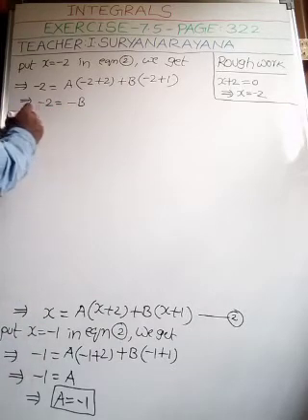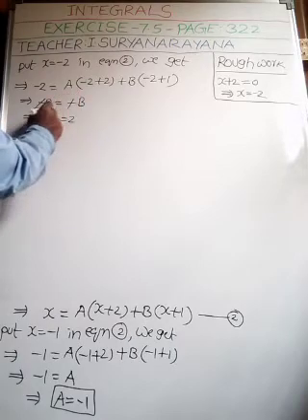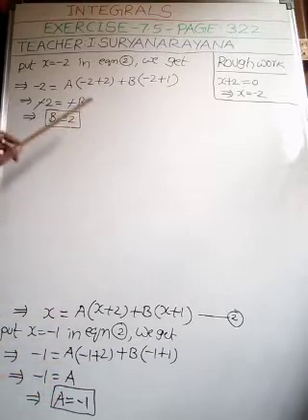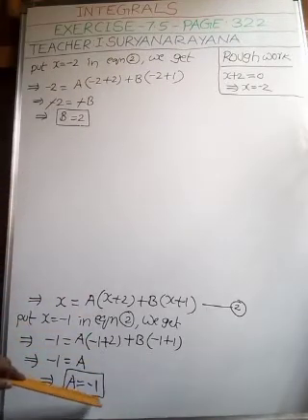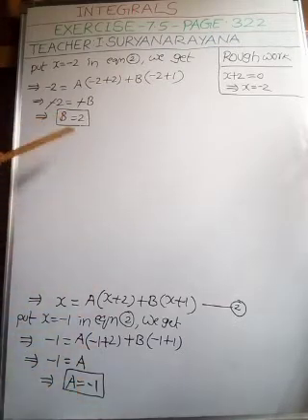Right. This implies minus minus gets cancelled. b is equal to 2. So we found the value of b also. We found here the value of a, that is minus 1. Here we found the value of b, that is b is equal to 2. Now we substitute these two values, a is equal to minus 1 and b is equal to 2, in the equation 1. What is the equation 1?